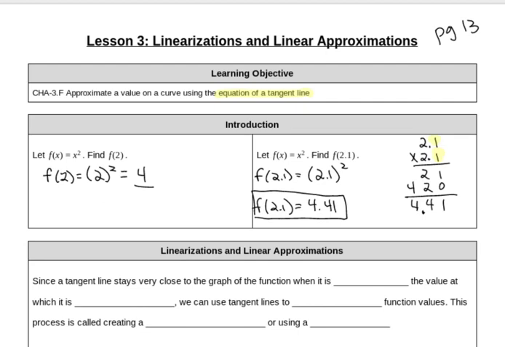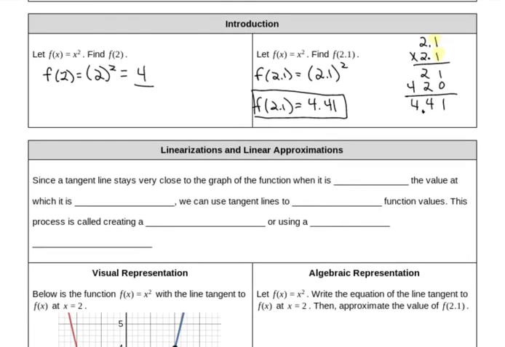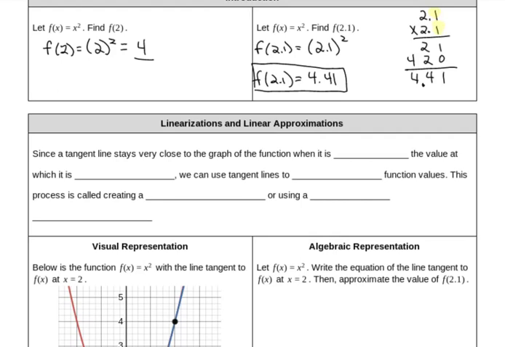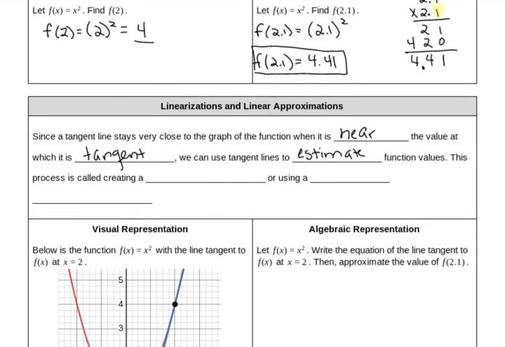Okay, cool, we were able to evaluate it by hand, but we're going to talk about how to approximate this using the tangent line instead. So we're going to talk about linearizations and linear approximations. Since a tangent line stays very close to the graph of a function when it is near the value at which it is tangent, we can use tangent lines to estimate function values. This process is called creating a linearization, or we can call it using a linear approximation. It's really no different than anything we've done so far. We're just adding one more step.